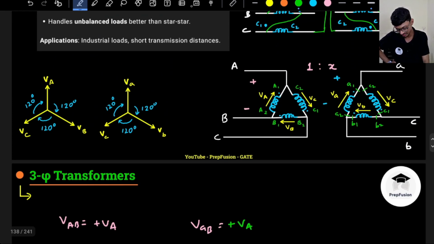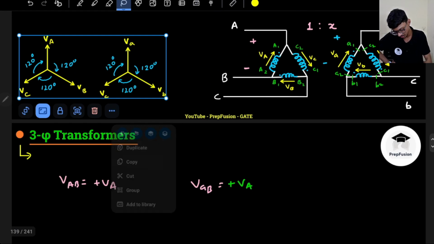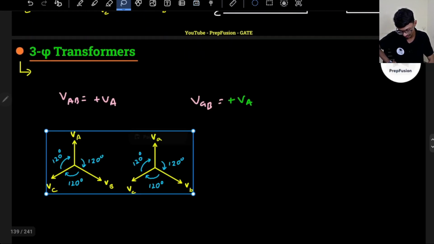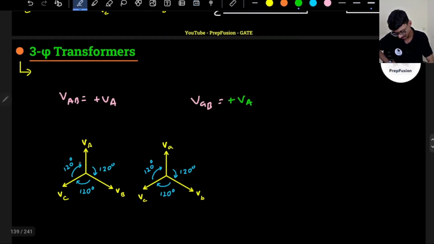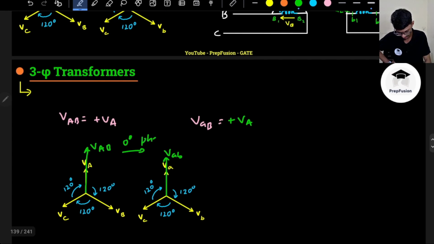So basically that means they are in the same phase. Why? Because capital VA is in the same phase as small va, that is, capital VA is along capital VAB, so capital VAB will be in this direction, and small vab also will be in this direction only. So there is 0 degrees of phase difference. That's why it is called the DD0 connection.